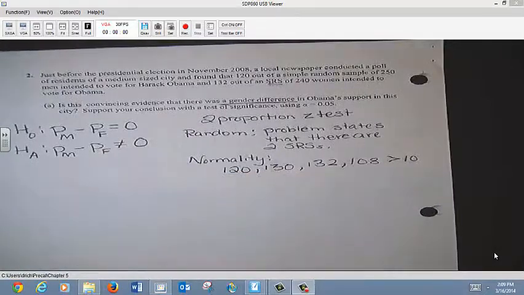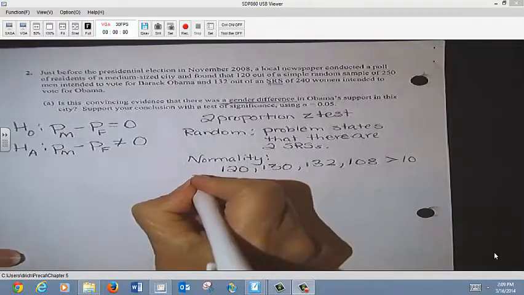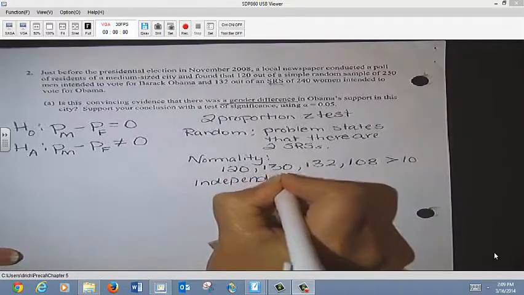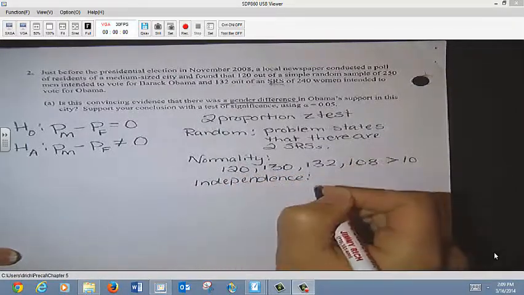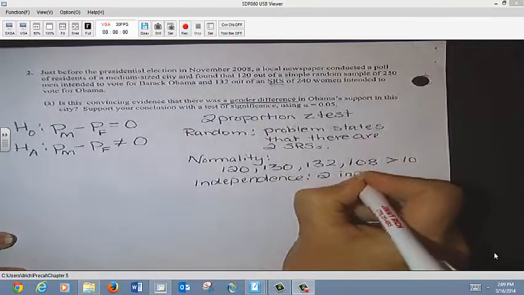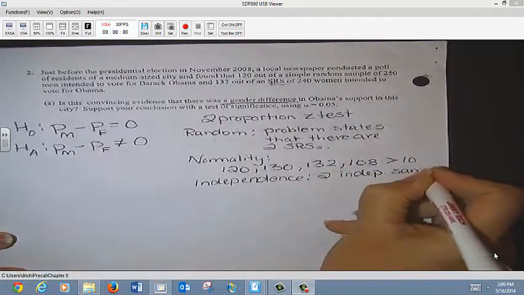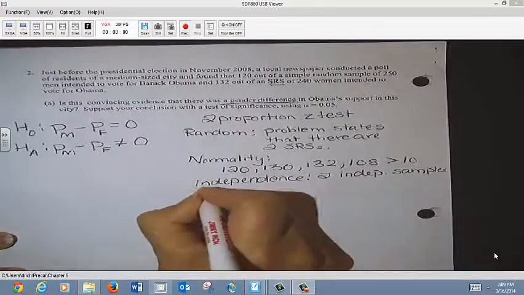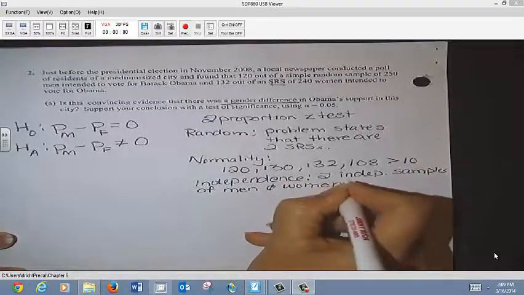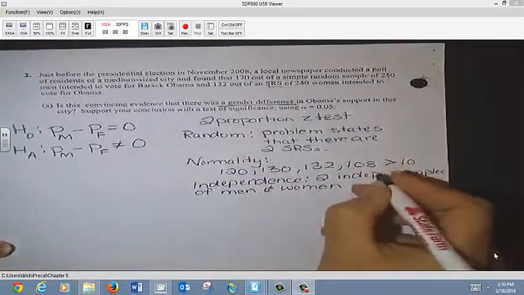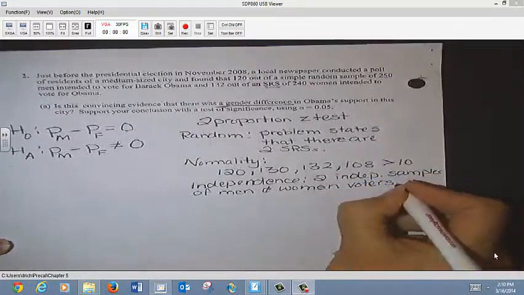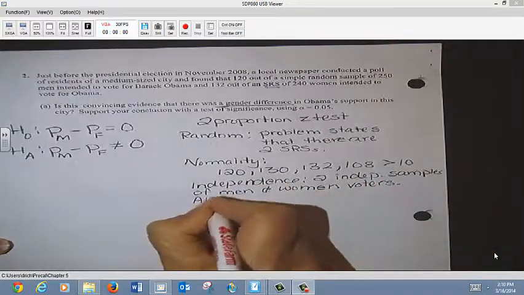And then the last condition, independence. We need to check really 2 independents. We have 2 independent samples of men and women. And since they're randomly selected, there's no reason to believe that one would affect the other. Voters, men and women voters. And also, we can check the 10% rule for each individually.